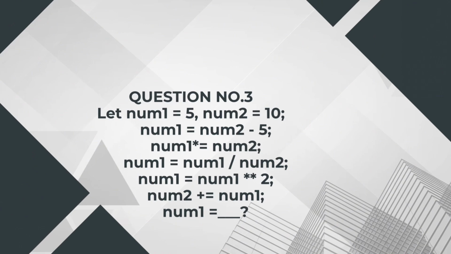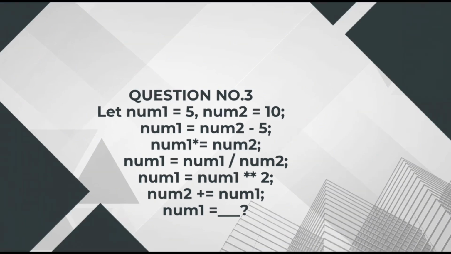So next, for question number 3, let num 1 assign the value of 5, and num 2 assign the value of 10. Num 1 assign the value of num 2 minus 5. Num 1 times assign the value of num 2. Num 1 assign the value of num 1 divided by num 2. And num 1 assign the value of num 1 times 2. And num 2 plus assign the value of num 1. And num 1 assign the value of blank. So now let's proceed to computation.